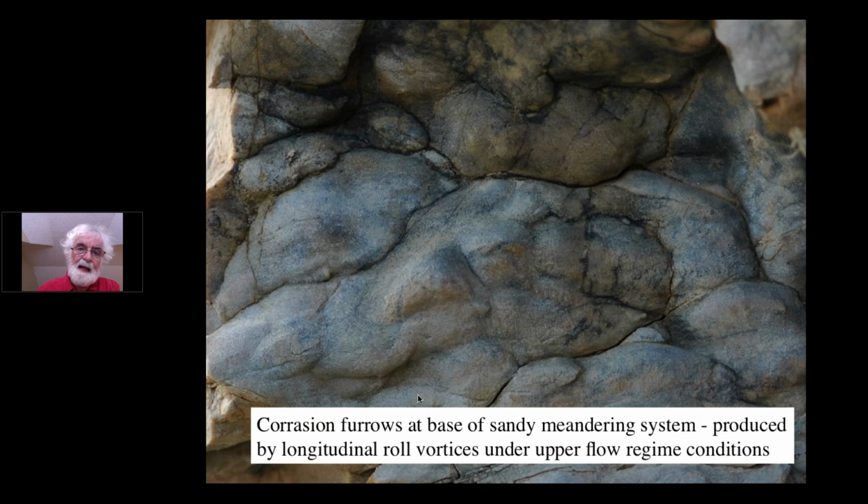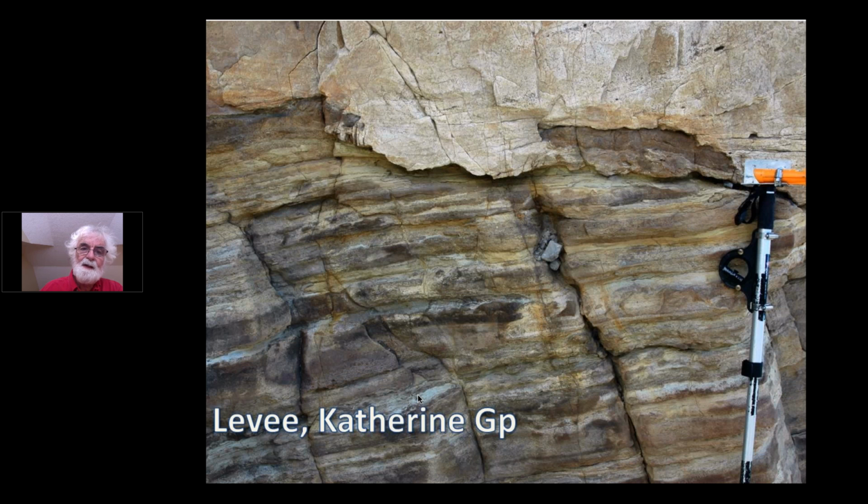The base of this sequence has corrosion furrows produced by turbulent meanders or roll vortices under upper flow regime to transitional conditions. And we actually have a real linkage.